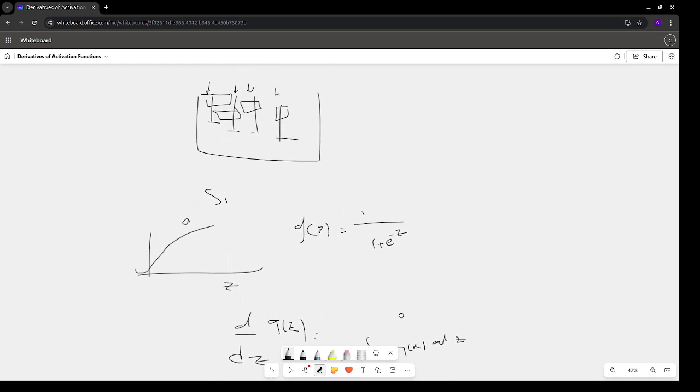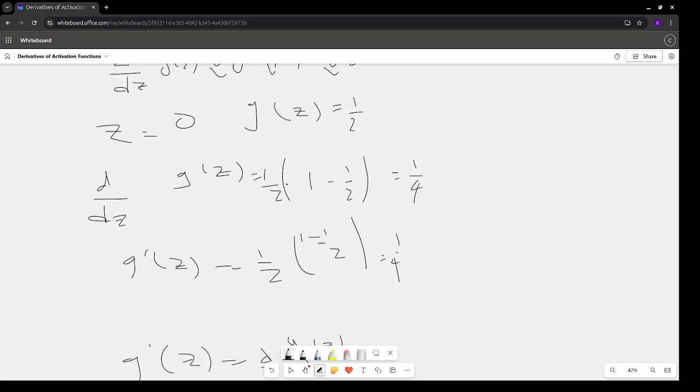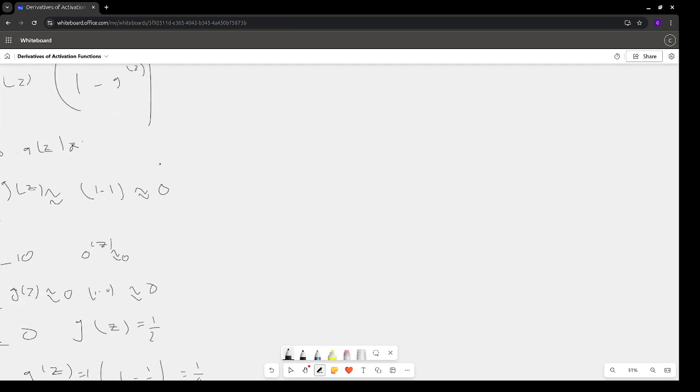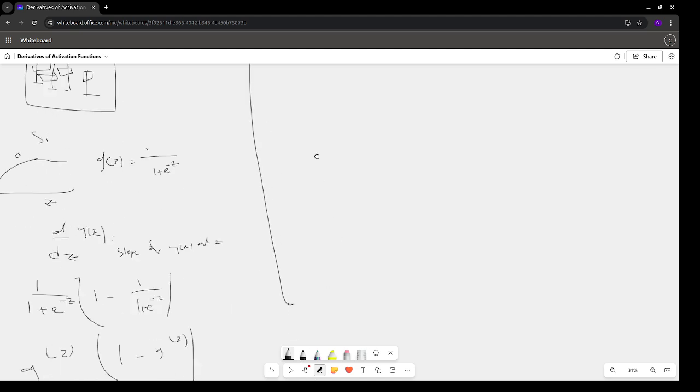Let's try some examples. So if z is really large, like 10, the slope is close to 0. Like you can see, imagine from this graph. If z is really small, like negative 10, the slope is also close to 0. But if z is 0, then the slope is 1/4, which is a bit tricky. Now let's move to the tanh function, right? So let's go through that. I think writing that function over here might be a good idea.